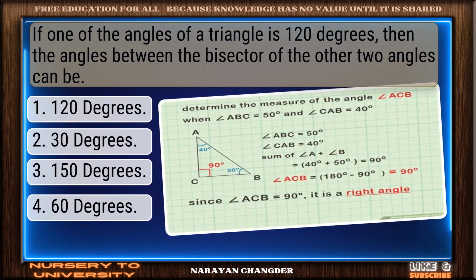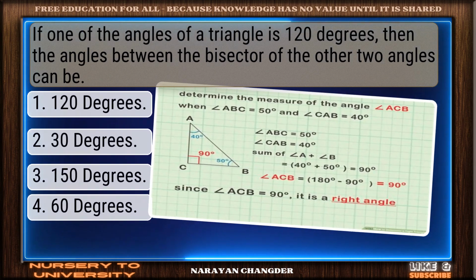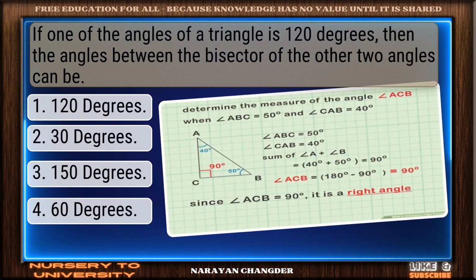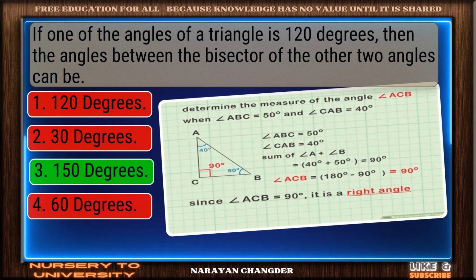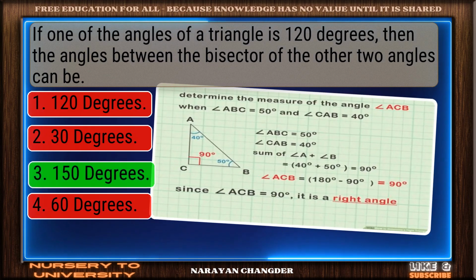Question number 16. If one of the angles of a triangle is 120 degrees, then the angle between the bisectors of the other 2 angles can be? Perfect. 150 degrees is the correct choice.